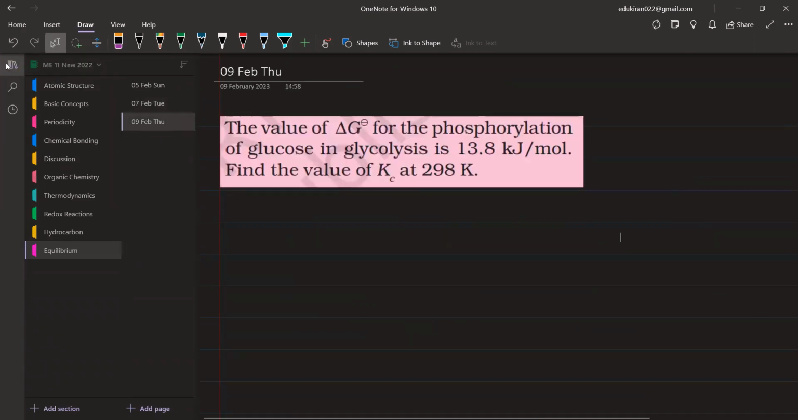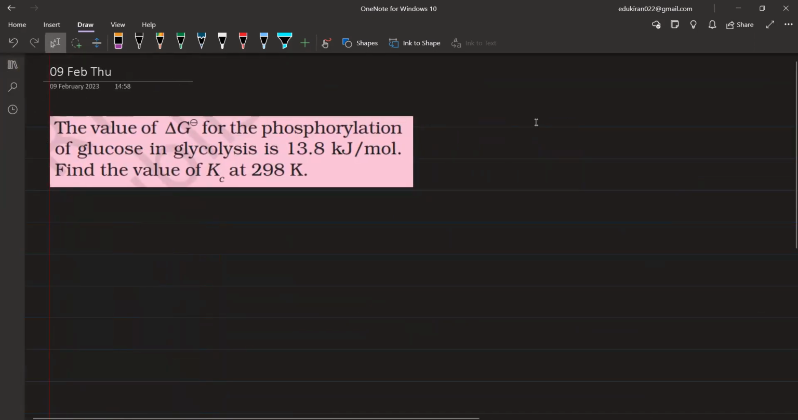We have to use this equation to calculate the Kc. Okay, please write this question.